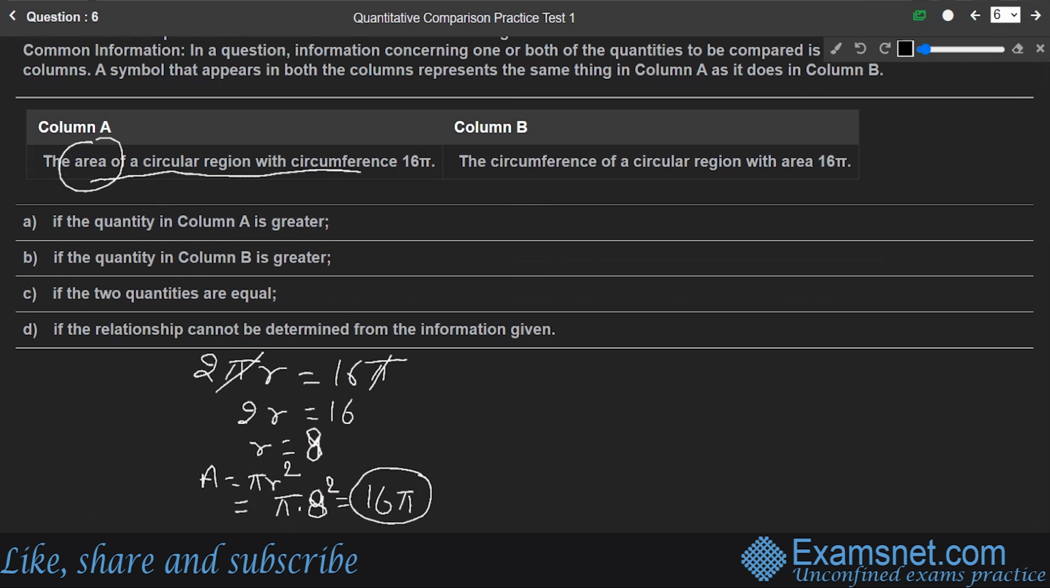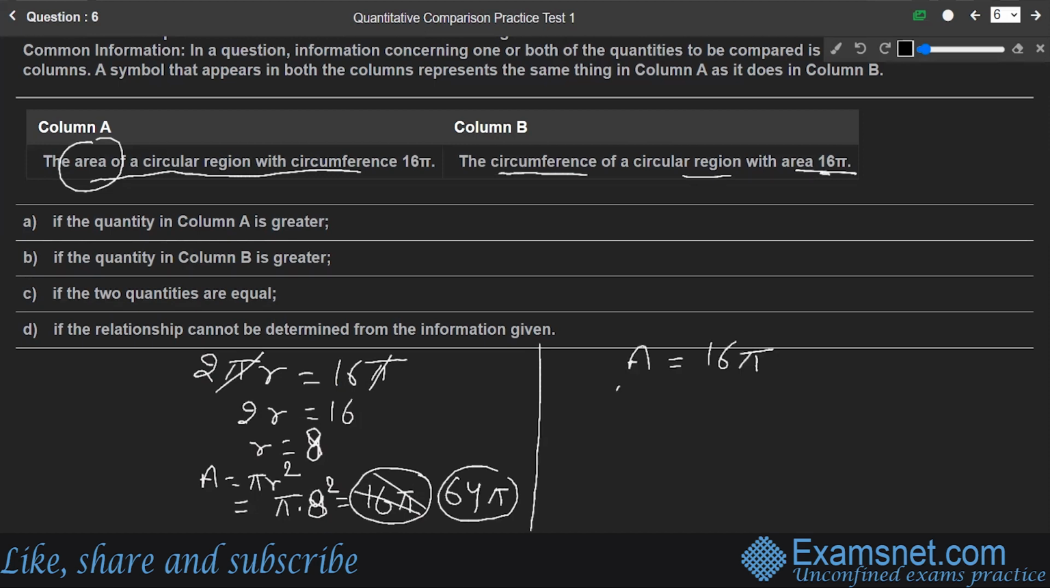8 square is always 64. So it's not 16 pi, it's rather 64 pi. So that is the area of the circle in column number A. Let us see column number B as well, where they say the circumference of a circular region with area 16 pi. So we have to find out the circumference, where the area is given as 16 pi.